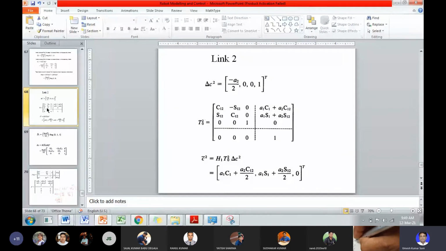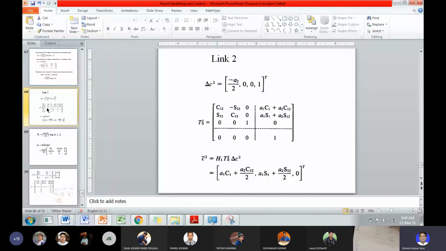m2 a2 square s12 square. Okay. And second element minus m2 a2 square c12 s12 by 12. Third element 0.